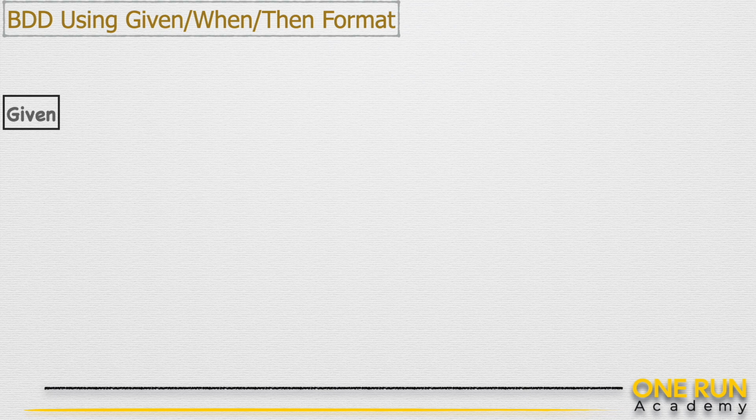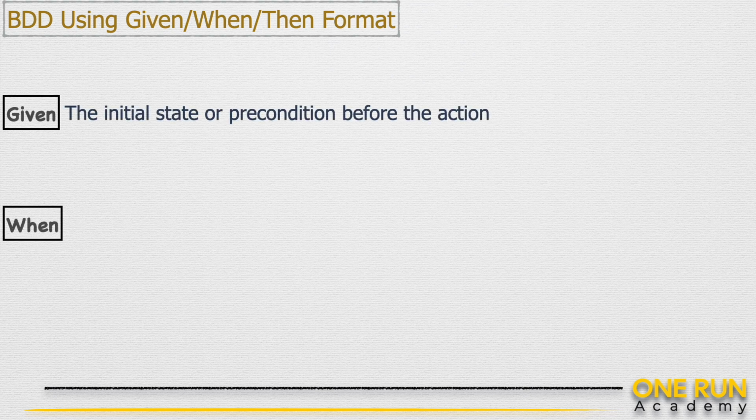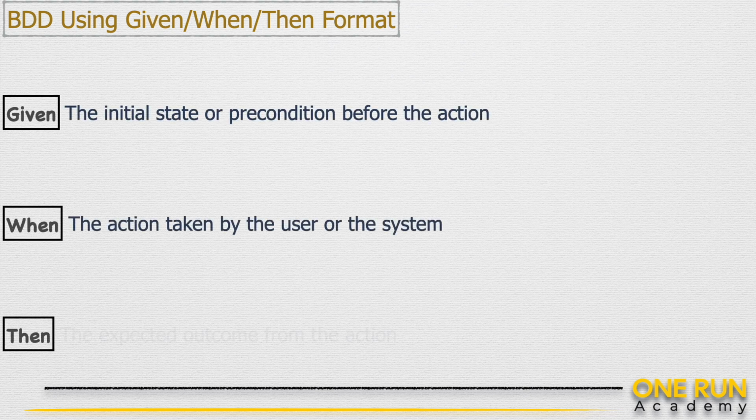The given part establishes the initial state or preconditions before the action occurs. Essentially, it's like setting the stage for the test. When describes the action taken by the user or system, such as clicking a button or entering any sort of data. Finally, then outlines the expected outcome or verification criteria, focusing on observable changes resulting from the action.